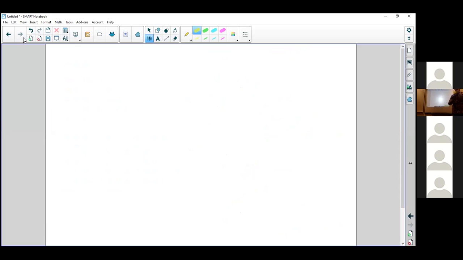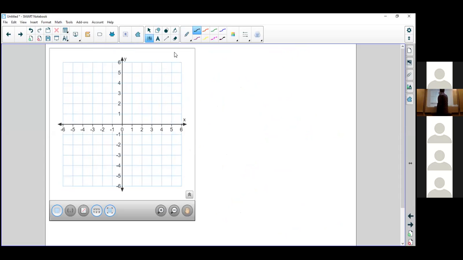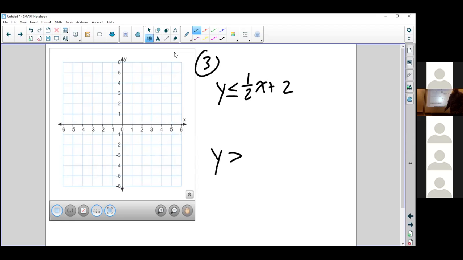Problem number 3, both equations are set up as y equals mx plus b. So we find the y-intercept first, and then we use the slope. And again, this is on page 125 in your book. It's number 8. So I have y is less than or equal to 1/2 x plus 2. And y is greater than negative 1/4 x minus 2.